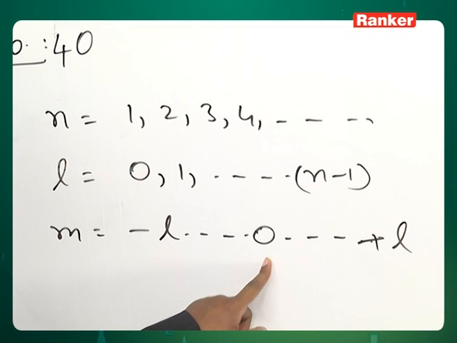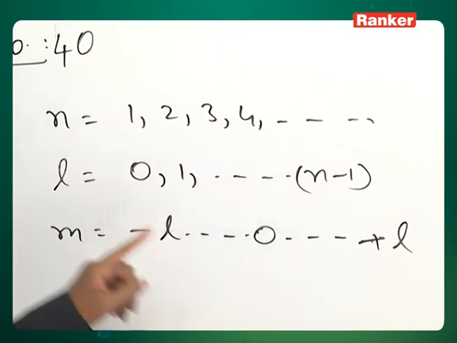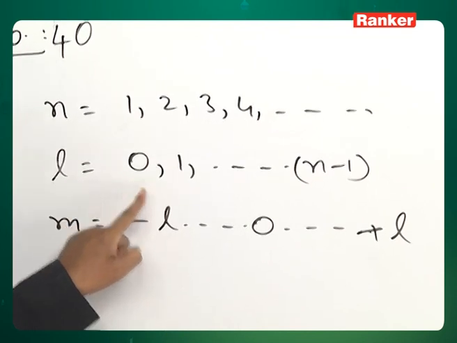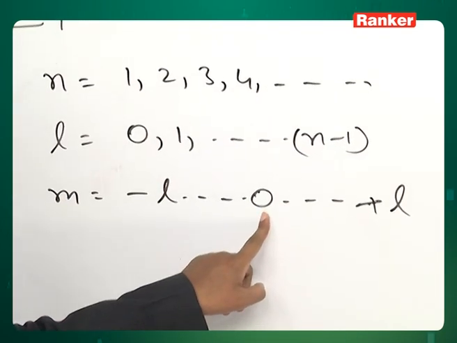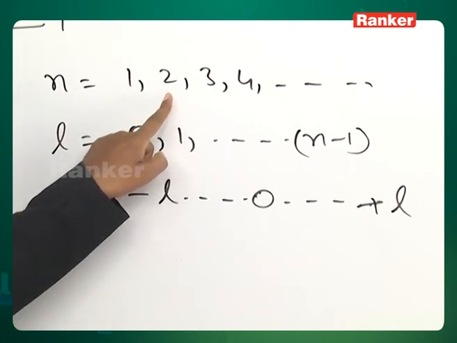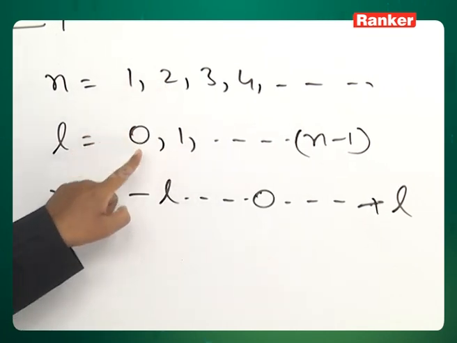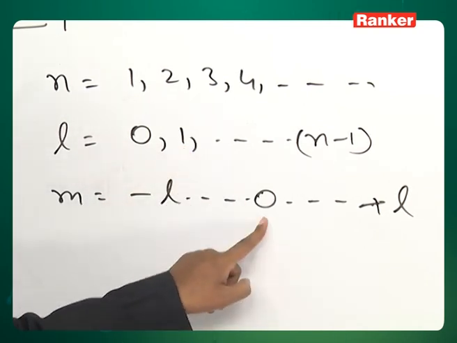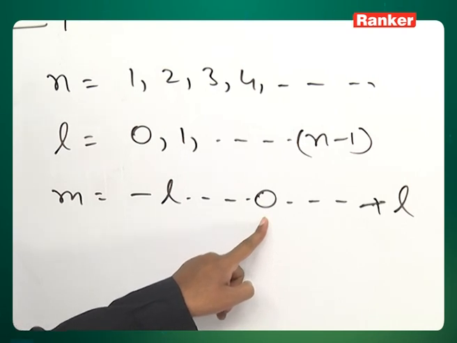Right? Then second option, n is equal to 3. When n is equal to 3, l can be 0. When l is 0, m again can be 0. Then third option, n is equal to 2 and l is equal to 1. When n is equal to 2, 0 and 1 are the possible ones. So this is possible. When l is equal to 1, m can be 0. So third option is also possible.